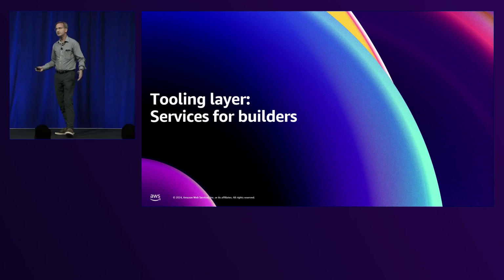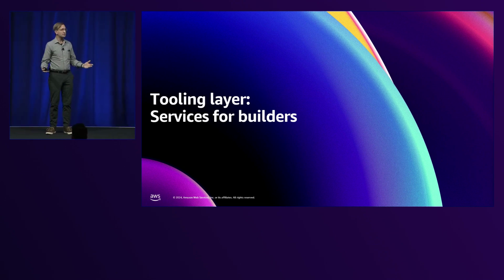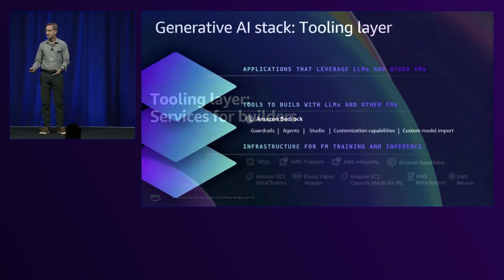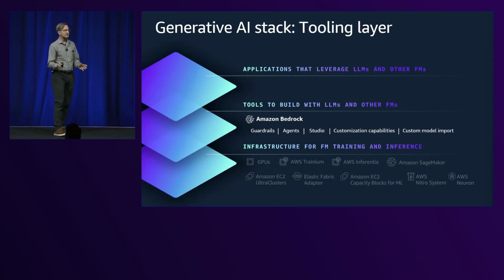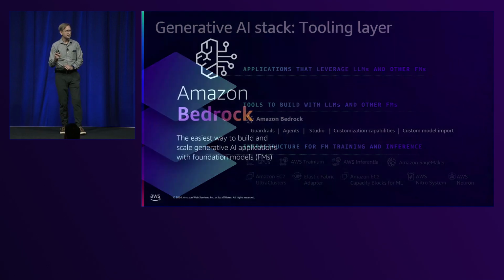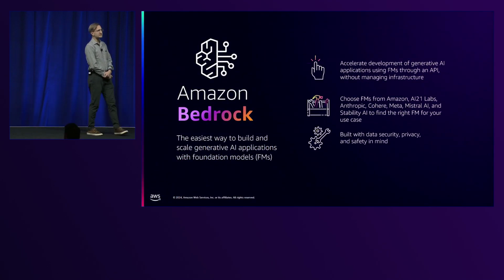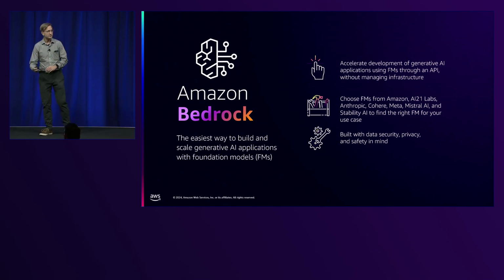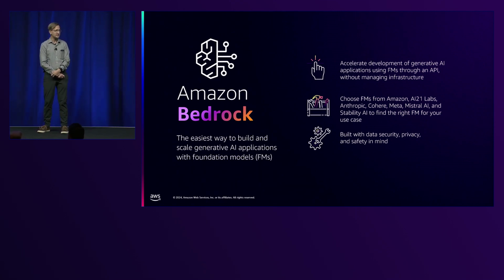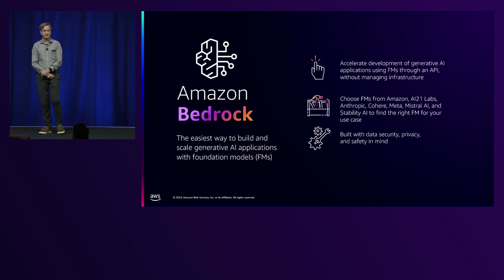As JD mentioned, we're going to move up the stack one layer, and we'll look at what we call the tooling layer, services for builders. At this layer, there's one big service that we're all familiar with, and I'm sure we've all learned something about here at re:Invent this year, which is Amazon Bedrock. Amazon Bedrock is our premier service for providing access to foundation models at scale without having to manage your own infrastructure. So this accelerates your ability to develop generative AI applications without creating or maintaining infrastructure. You just use a simple API, and you can choose foundation models from a variety of sources, both first and third party, and it's built with data security, privacy, and safety in mind.